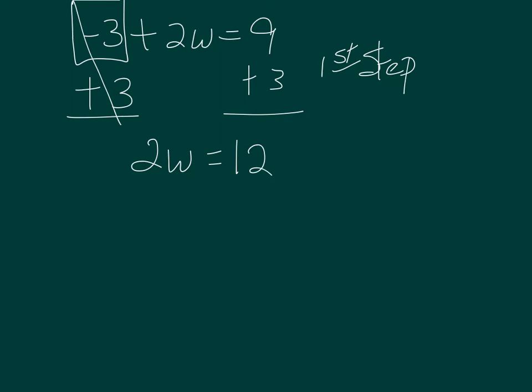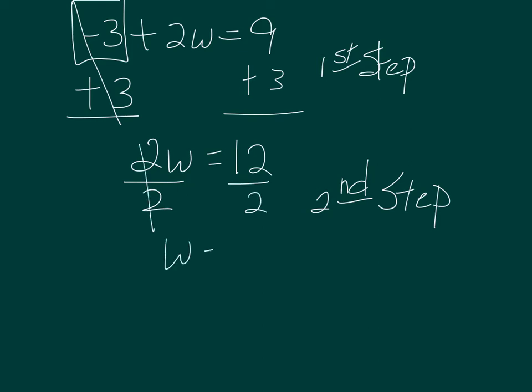What's our second step? That's right. Find the variable expression, isolate it by doing the opposite. So again, here we're going to divide by 2. w equals 6. Let's check it out.